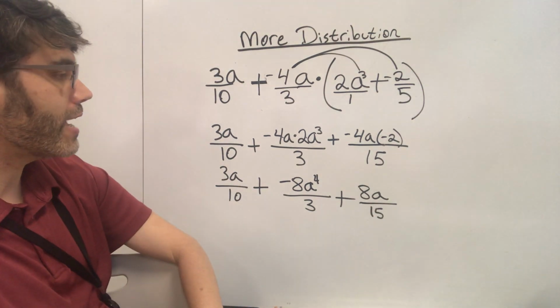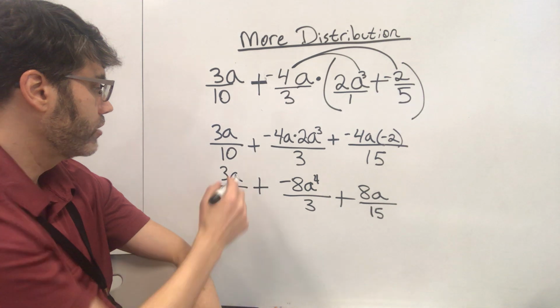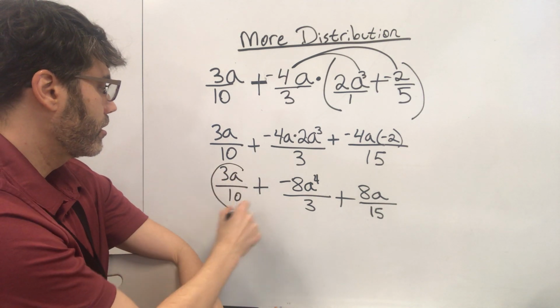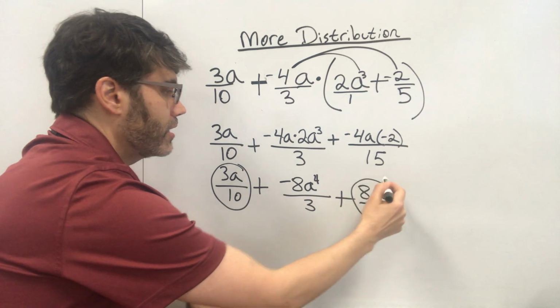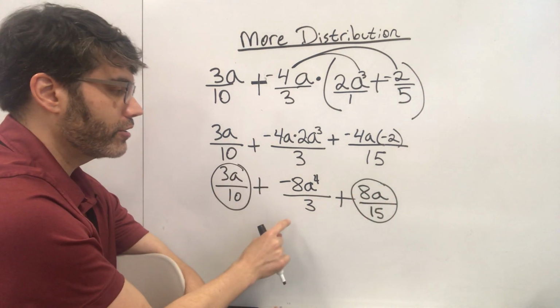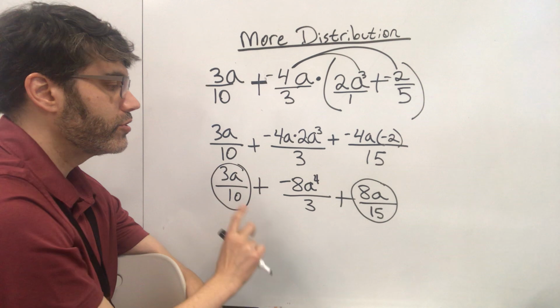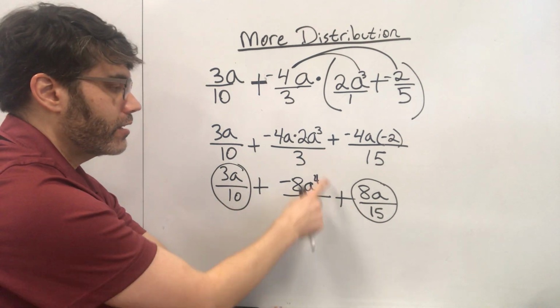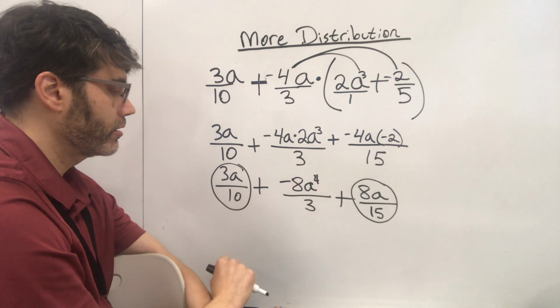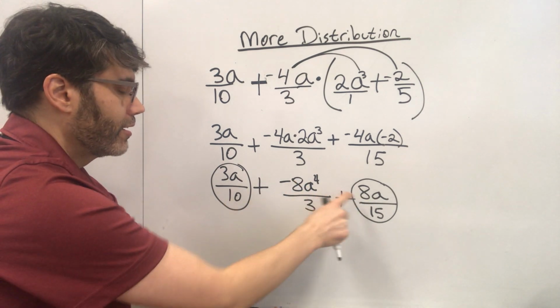Okay, so now what we have are two like terms. This is a like term because it has an a. This is a like term because this has an a. This is not a like term because it's a to the 4th. So while you can combine these two through addition, you cannot combine this through addition because it's a to the 4th. So let's add these two together.